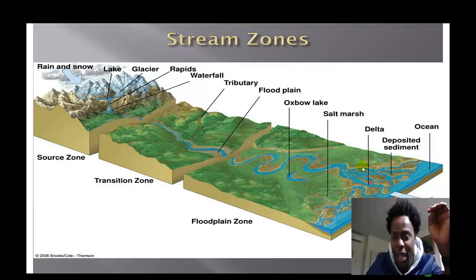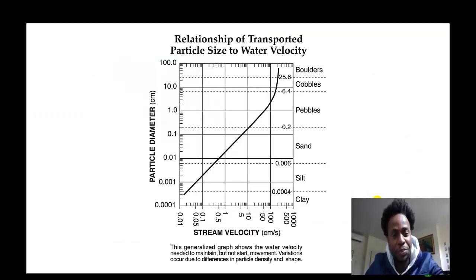Then you have Delta again, when the river splits into several smaller rivers before joining the ocean. Now, those are popular landforms that are produced in the course of a river.